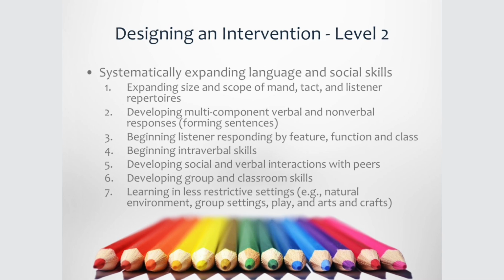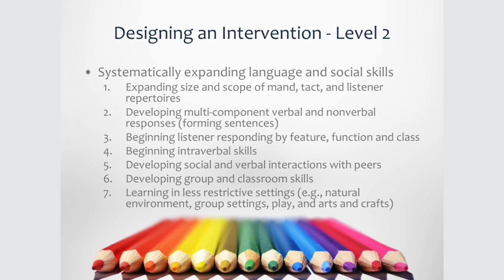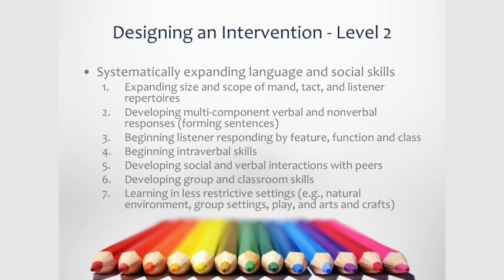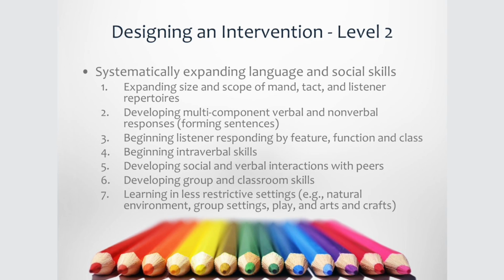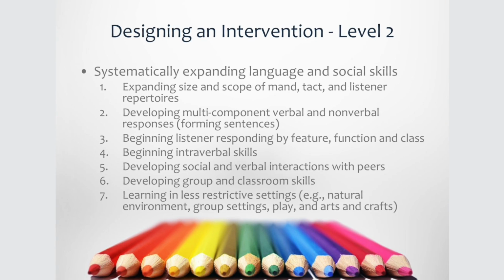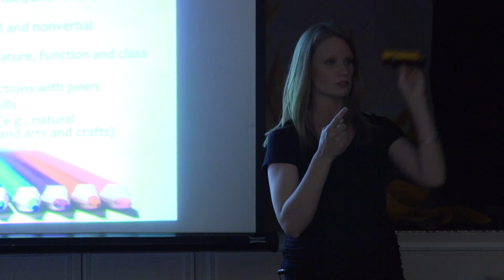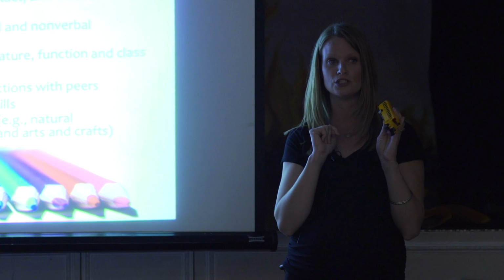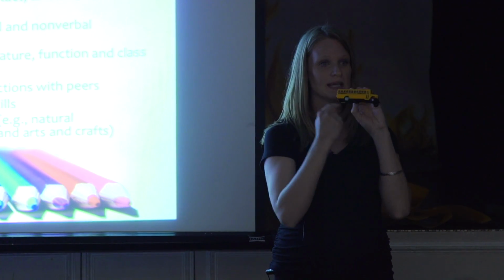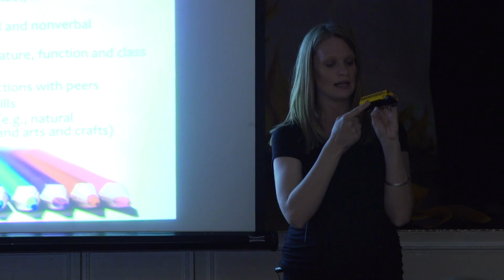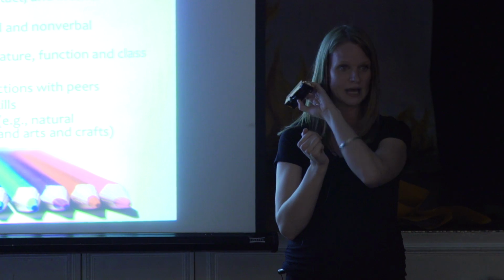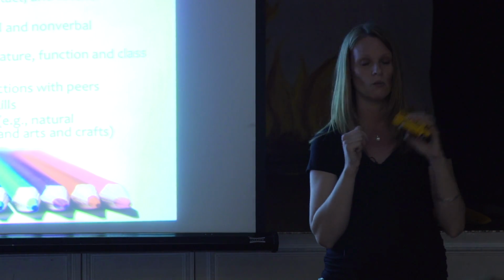So back to level 2. We also at this point want to start working on listener responding by feature, function, and class. So at this point, we're not just teaching him that this is a bus anymore, because in level 1, you're just working on labeling it. So this is a bus, right? So in level 2, we get into, tell me something that's yellow. Tell me something that has wheels. What do you do with a bus? You ride on a bus. What kind of class?